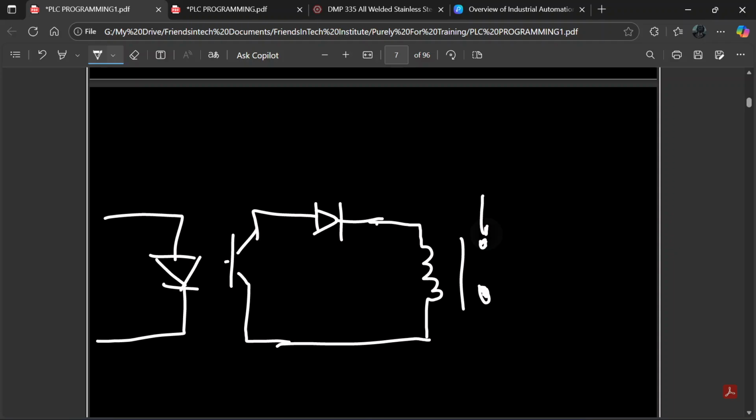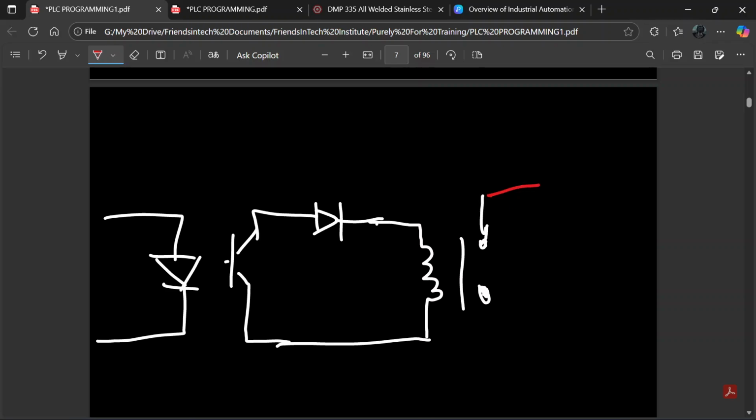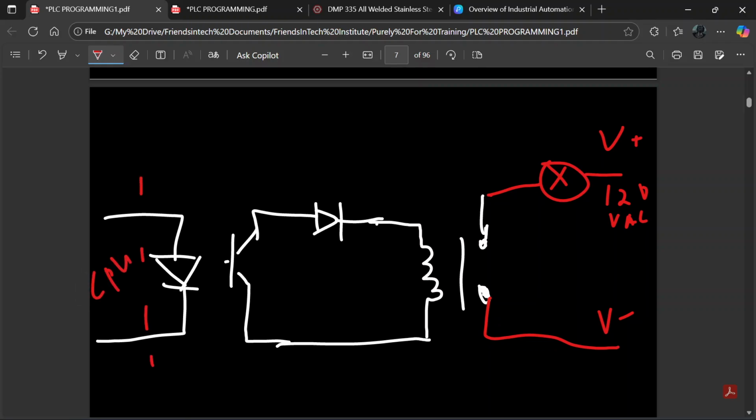So this is where you connect your load. You can have your load here, it doesn't matter, and this can be 120 VAC or 230 VAC. Then the other end, this is now the negative voltage, this is the positive voltage. So again, this is coming from the CPU, and this here is the opto isolator.